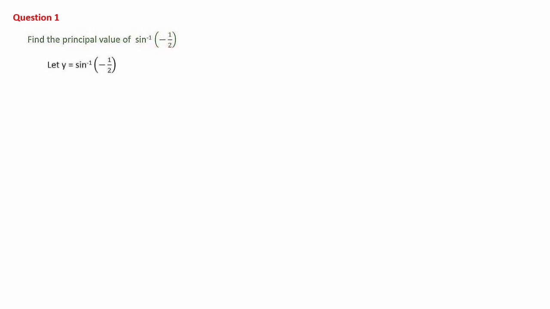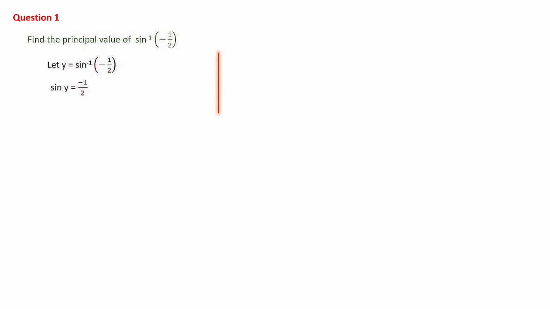So let's take this given function as y is equal to sine inverse of minus 1 by 2. And from here, if you take sine inverse to the left side, it comes as sine. So sine y is equal to, already there is y, so sine y is equal to the right side only, minus 1 by 2.